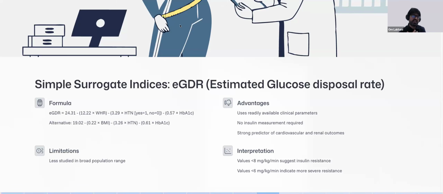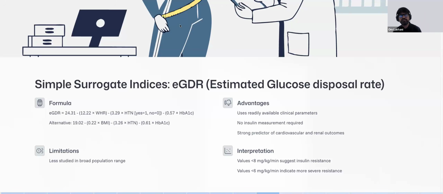A lot of data is emerging. In fact, there's a very recent paper which looked at this useful estimated glucose disposal rate. It uses ready to use parameters. No insulin measurement is required. But most importantly, the reason why this is a very good test is that clinical studies have found this test has direct correlation with cardiovascular and renal risk, right? So that's why it's a very useful test for clinical practice.